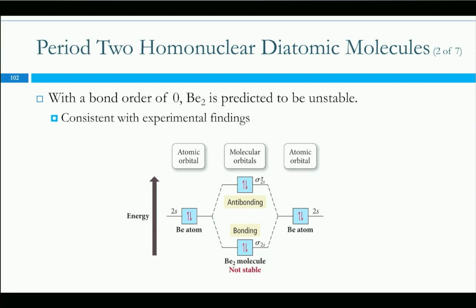If we move over to beryllium, just like helium now, each beryllium has 2 electrons in a 2s orbital. So when I combine these together, I get a bond order of 0 because I got 4 electrons that fills my bonding and my anti-bonding orbital. So we would predict from this that you're never going to see a bond between 2 beryllium atoms.